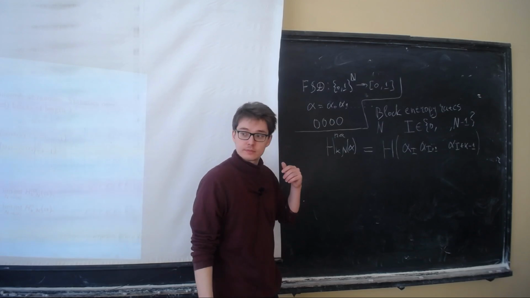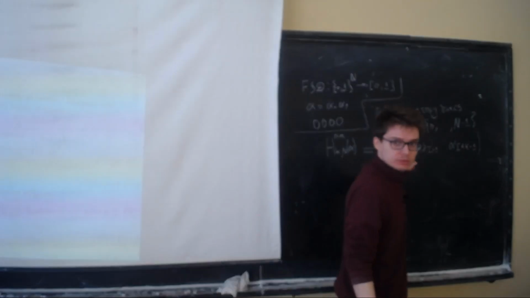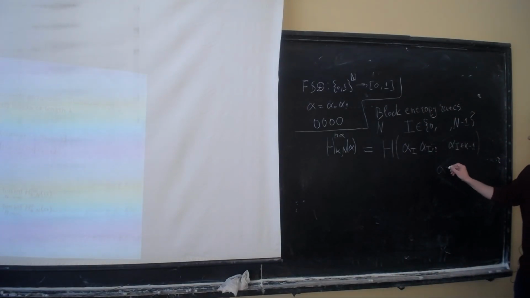What is the entropy of a binary sequence? No, it's a random variable. We fix an infinite sequence of zeros and ones. Then we have one random variable I, chosen uniformly at random from this set. Then we define another random variable, which is a function of I.